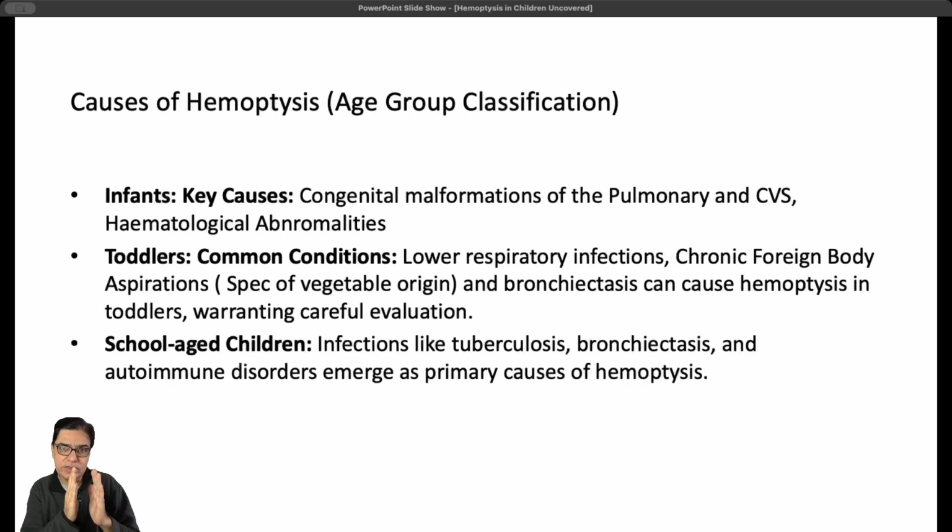So the causes in the early age group are mostly congenital malformations of the pulmonary system and the cardiovascular system, followed by hematological disorders. Then in the toddler age group, think of chronic foreign body aspirations, repeated infections, things like that. And then in school age children, again, you'd be thinking of infections and autoimmune etiologies. And then there are so many further diseases under each of these categories. So again, you don't need to remember each and every one of them, but I just give you a few as an example, so that at least you can think about those things.